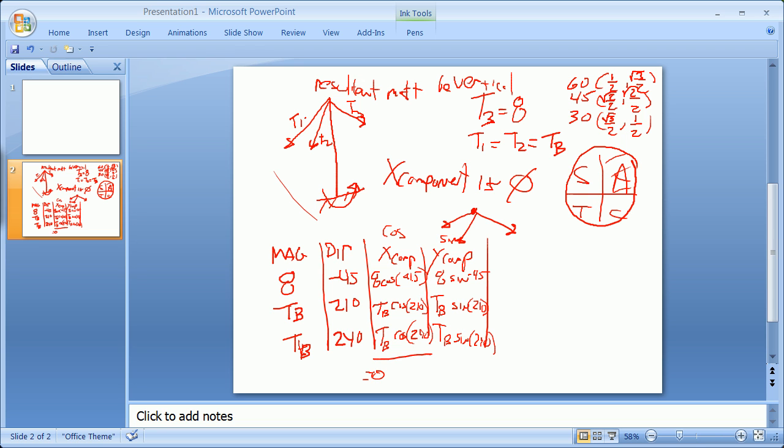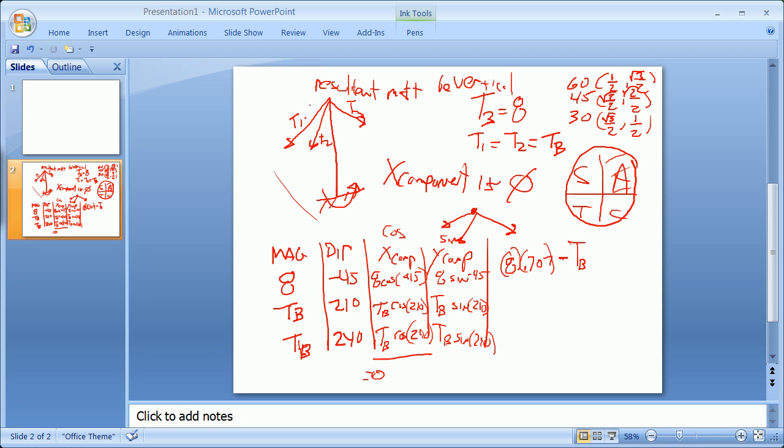And so you know that the cosine of 45 is going to be x over 1. And x is the square root of 2 over 2, or 0.707. So you have 8 times 0.707. You start to recognize that number pretty quickly. Plus, now it's in the 210, so it's a negative, right? Negative T sub B times the cosine of 210.